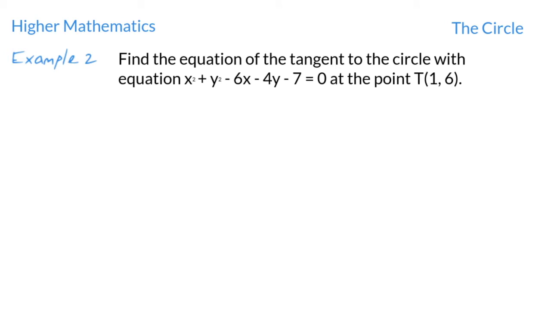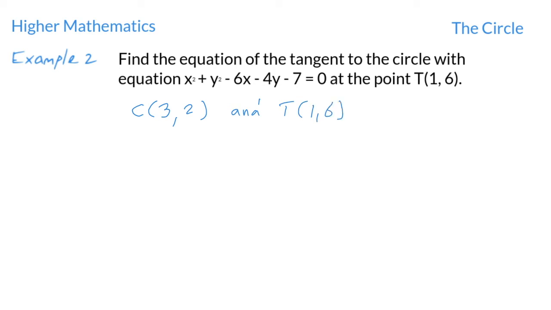Let's look at that process again in example 2. We'll go straight to finding the equation of a tangent. So we have the equation of the circle and we have the point of contact T. So we'll write down first of all the center of the circle. So we identify that from the equation. The center here would be 3, 2. And we can also see the point is T, which is 1, 6.